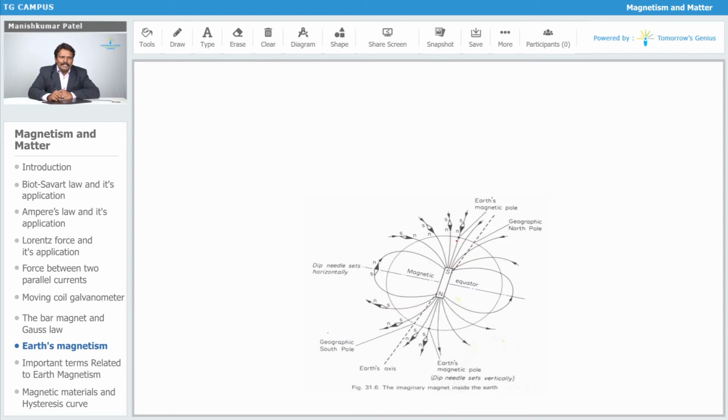So there is an imaginary south pole of the earth lying near the geographical north. Again, the other imaginary north pole is lying near the geographical south. That's why the magnet is always directed towards the geographical north. But it is not exactly directed in the same way. There is some angle between the geographic axis and the magnetic axis.